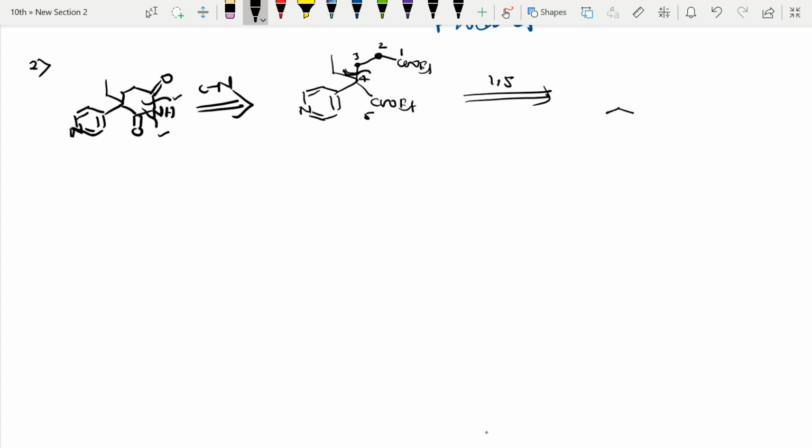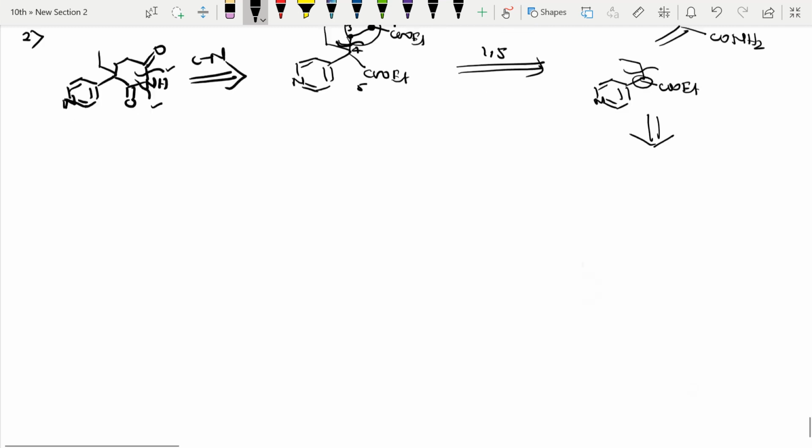One will be this one. I think you are getting how I am getting these things. One more will be this one, Michael addition. Here we will get a double bond, and instead of writing COOEt, I will write CONH2. Why I wrote CONH2 you will get to know when I write the reaction. So this I can write, and this I can even dissociate here. Because this will be acidic, an acidic proton is there, then I can do an SN2 reaction. So this is called 1,2 carbon-carbon dissociation. If I do, I'll get this product.